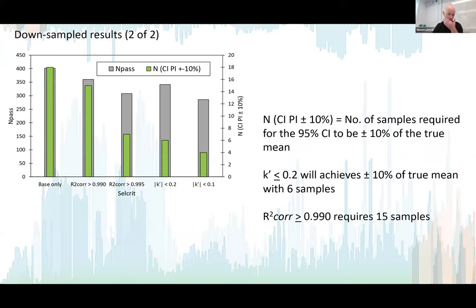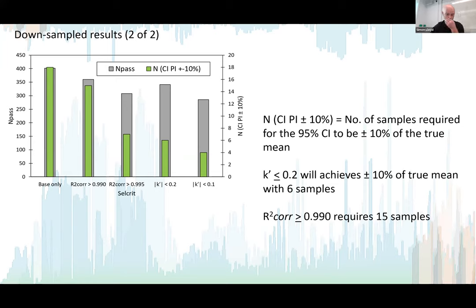And so we can look at those results slightly differently. In this plot, the gray columns correspond to the left y-axis, and they are the number of samples that pass the selection criteria. And we can see that actually they're fairly similar despite very different results. And this green column, which is NCIPI 10%, is just the number of samples required for the 95% confidence interval to reduce to within 10% of the true mean, which I guess is a measure of what a high quality paleointensity method should be able to produce.